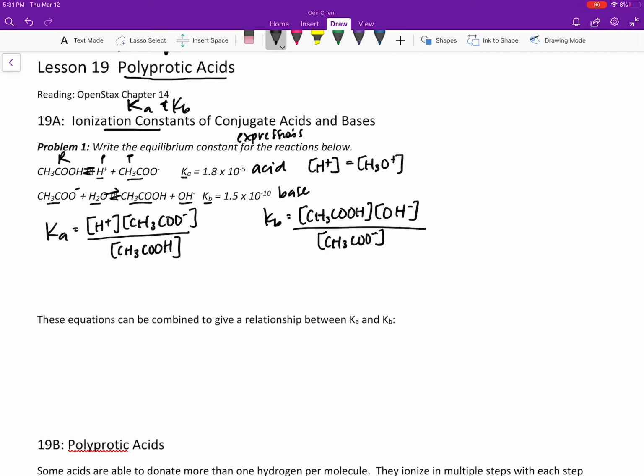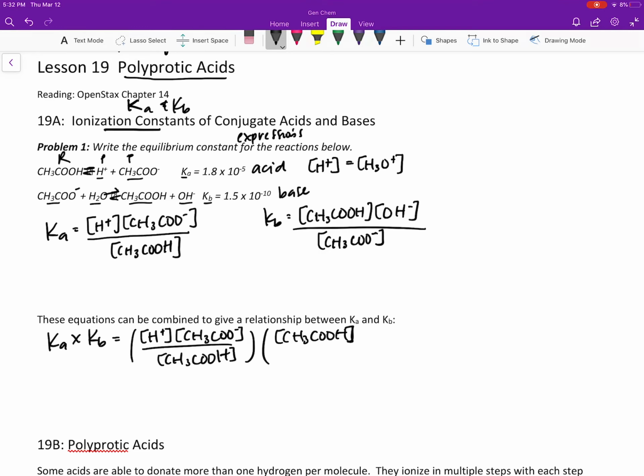Now, it says these equations can be combined to give a relationship between Ka and Kb. And so I'm going to combine Ka and Kb by multiplying them. Because I'm multiplying the constants, I can also multiply what the constants are equal to, which are the expressions that we wrote above. And so I'm just simply transposing. Oh, that looks messy. Sorry, guys. Okay, bracket OH.